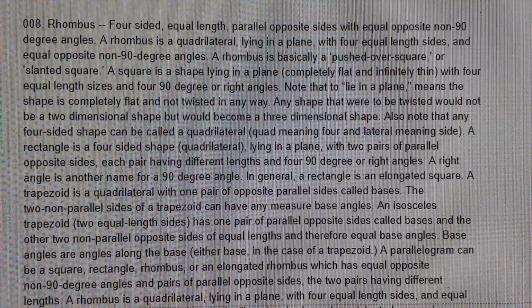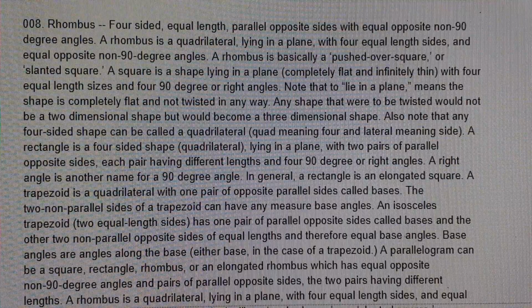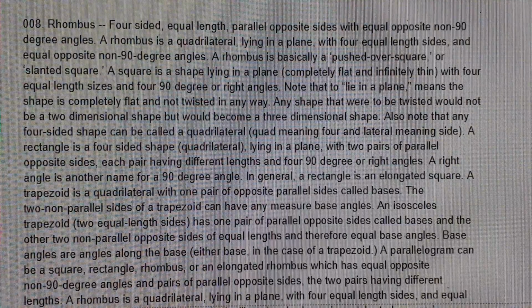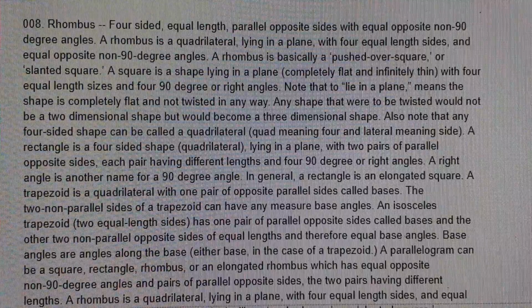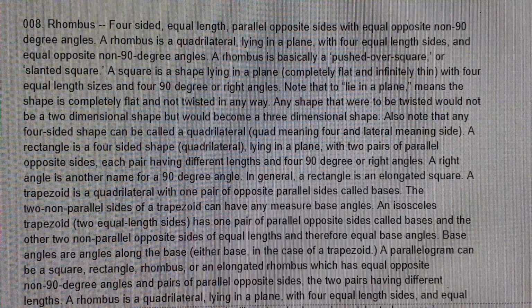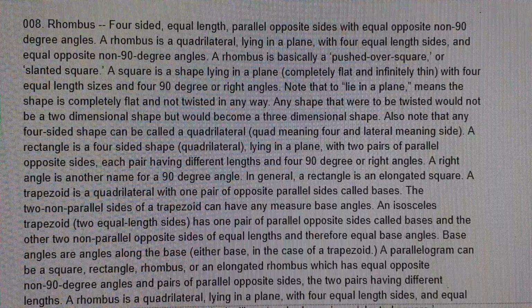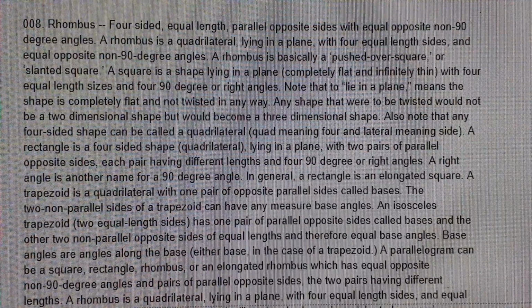Rhombus. Four-sided, equal length, parallel opposite sides with equal opposite non-90-degree angles. A rhombus is a quadrilateral lying in a plane with four equal length sides and equal opposite non-90-degree angles. A rhombus is basically a pushed-over square or slanted square.